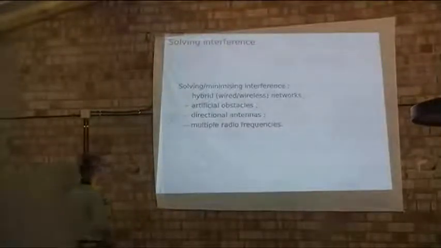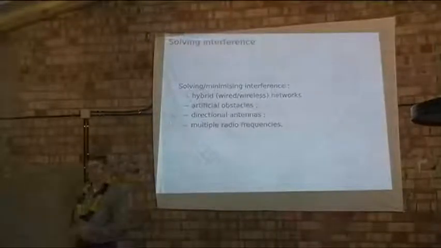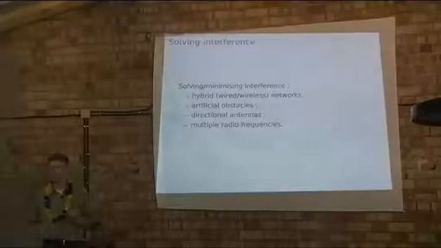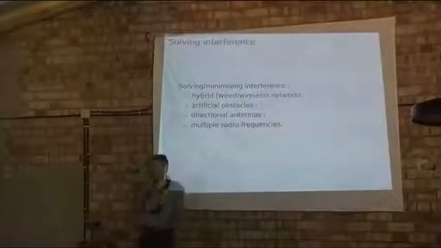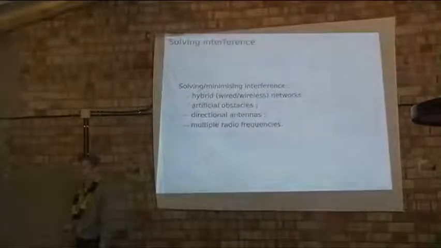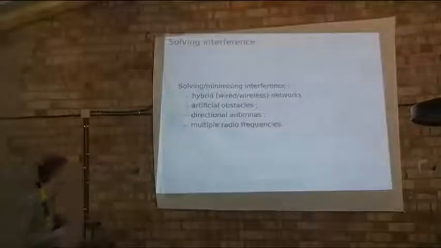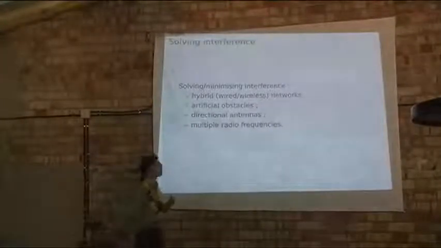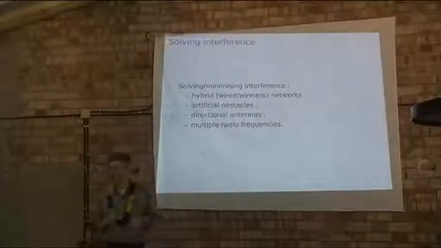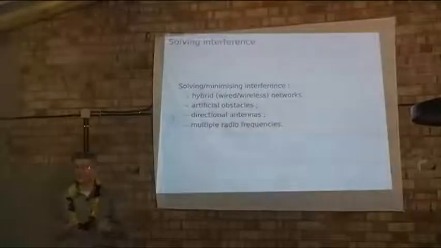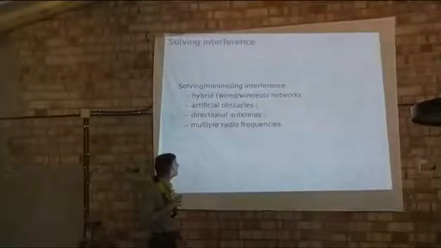Another technique is to put artificial obstacles, to put your antennas in places where they are protected from part of the network in order to minimize interference. The most effective technique is to use directional antennas. With directional antennas, you're interfering in one direction only, and you're going to minimize interference. The problem being, of course, that you cover a smaller area, and the other problem is that directional antennas are very difficult to set up.